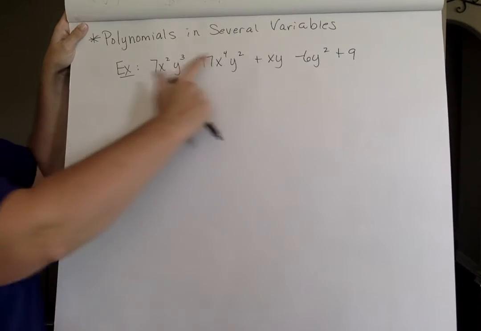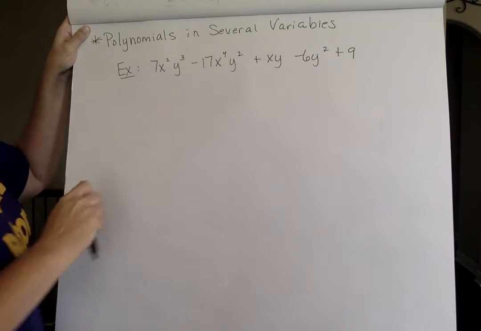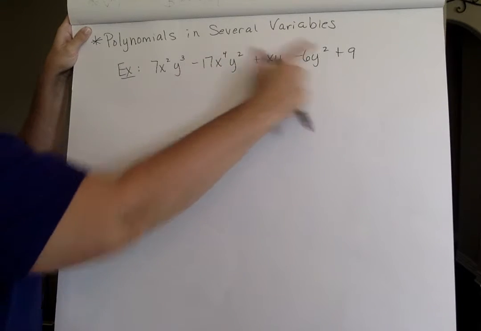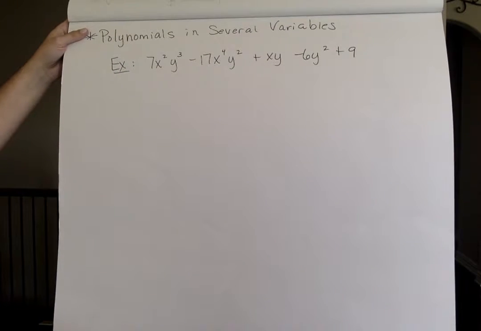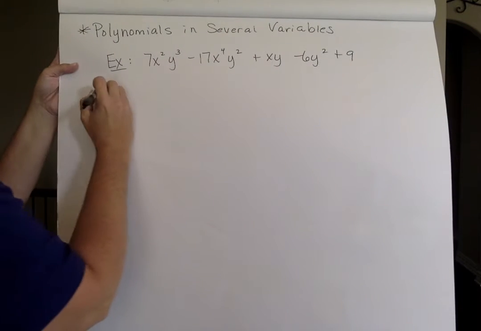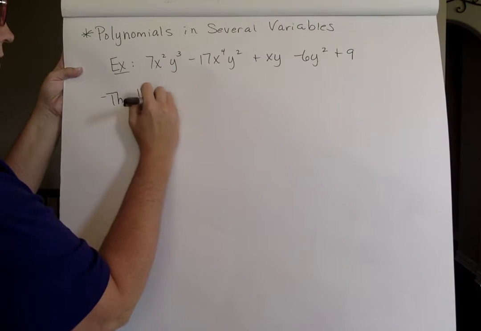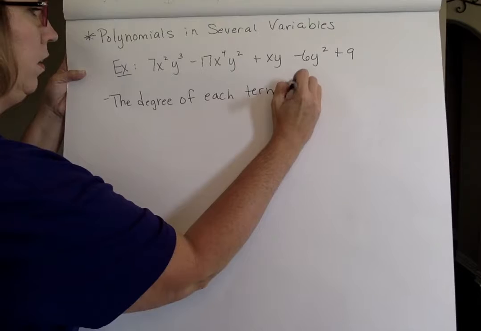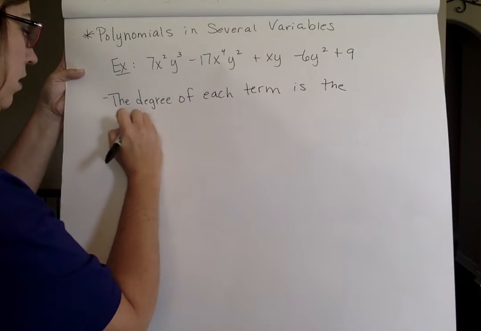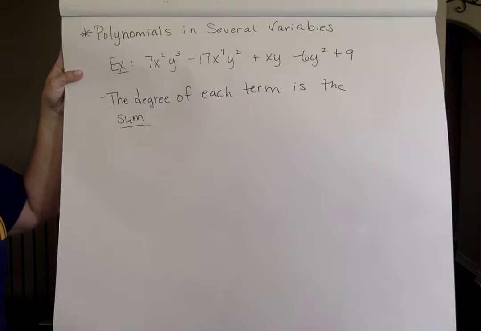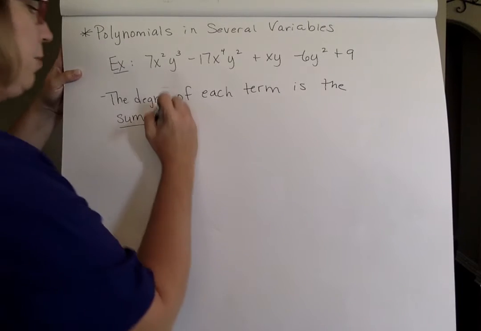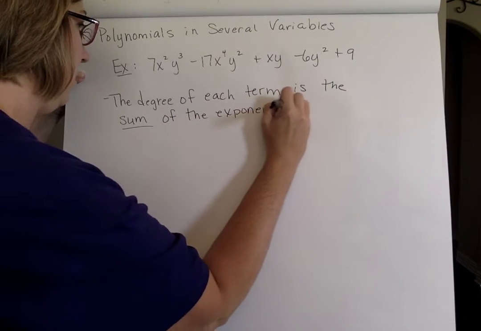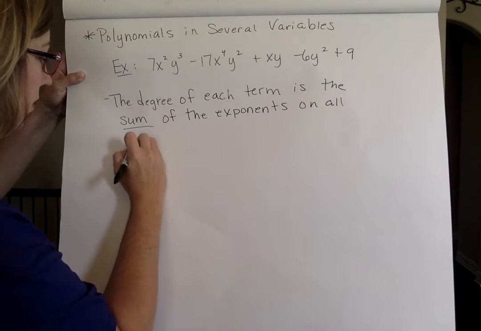Okay, so here is an example of a polynomial. Again, it's the sum or difference of, this one has 5 terms, 1, 2, 3, 4, 5, and all of the variables have whole number exponents on them. So we're good to go there. And let's talk about now that the degree of each term is the sum. What does sum mean? Add. So the sum of the exponents on all variables.